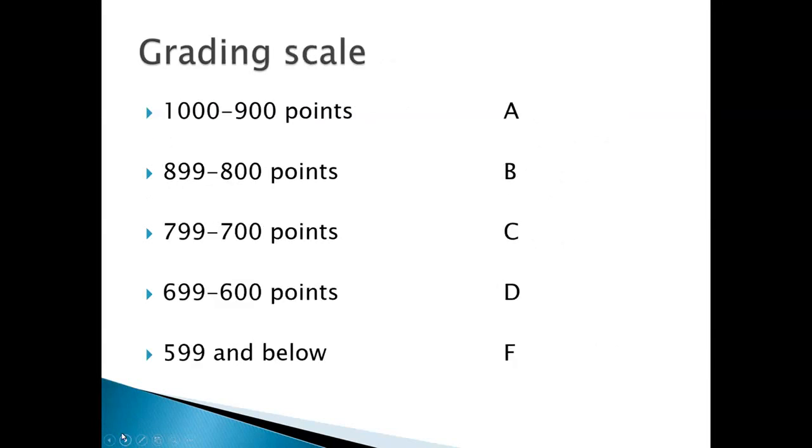Here's the grading scale. 900 and above an A, 800 to 899 a B, etc. So that kind of gives you an idea of what you need to achieve in the course in order to get the grade you would like.